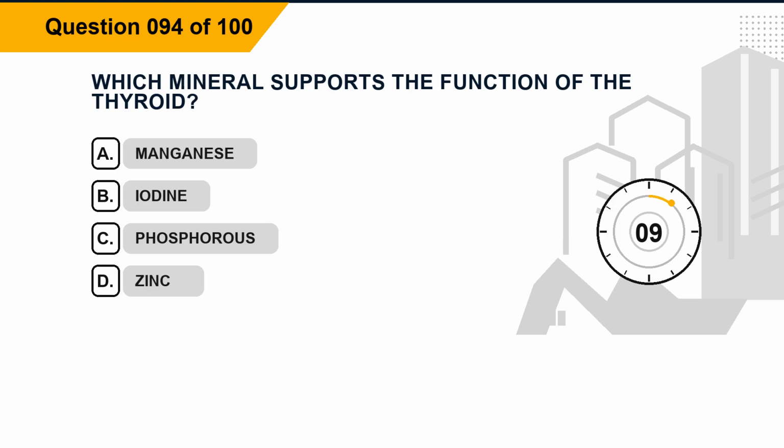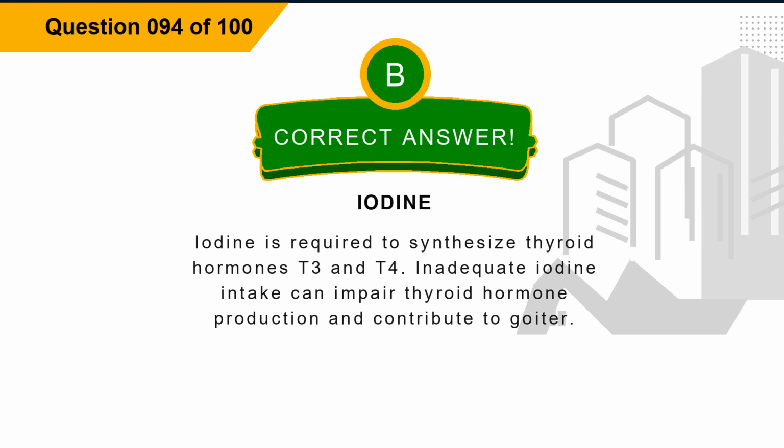Question 94. Which mineral supports the function of the thyroid? Option A, manganese. Option B, iodine. Option C, phosphorus. Option D, zinc. The correct answer is option B, iodine.